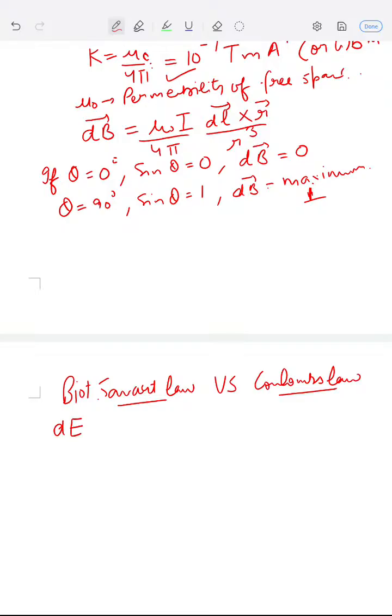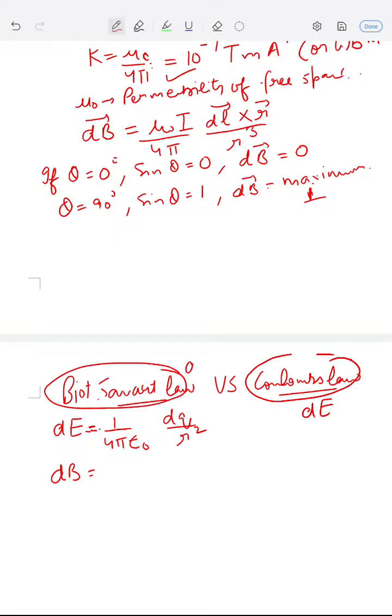The electric field produced is 1 by 4 pi epsilon 0, where epsilon 0 is the permittivity of free space, dq upon r square. This is the Coulomb law: the electric field produced due to the charged element. And in Biot's law, a magnetic field is produced. In Coulomb's law, the electric field is produced; in Biot's law, it is the magnetic field produced.